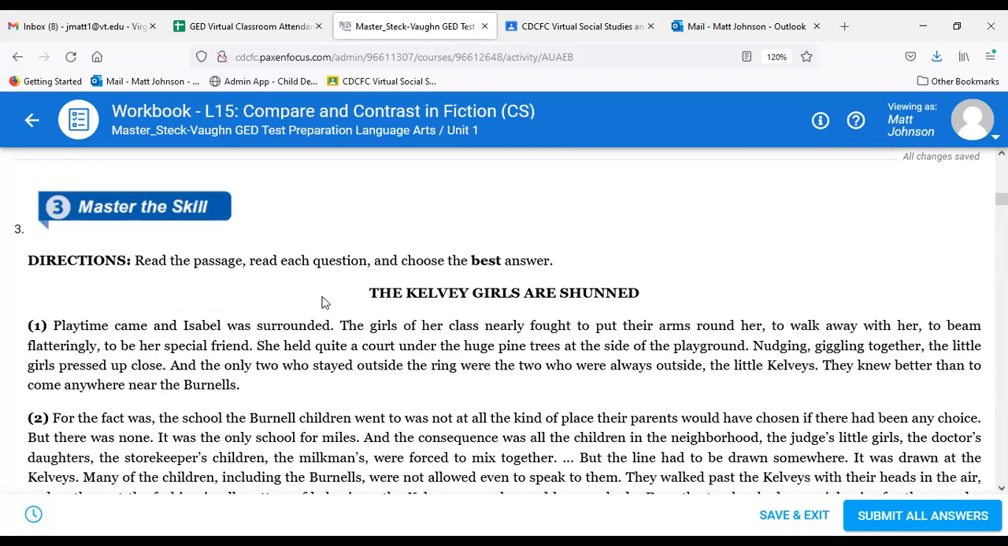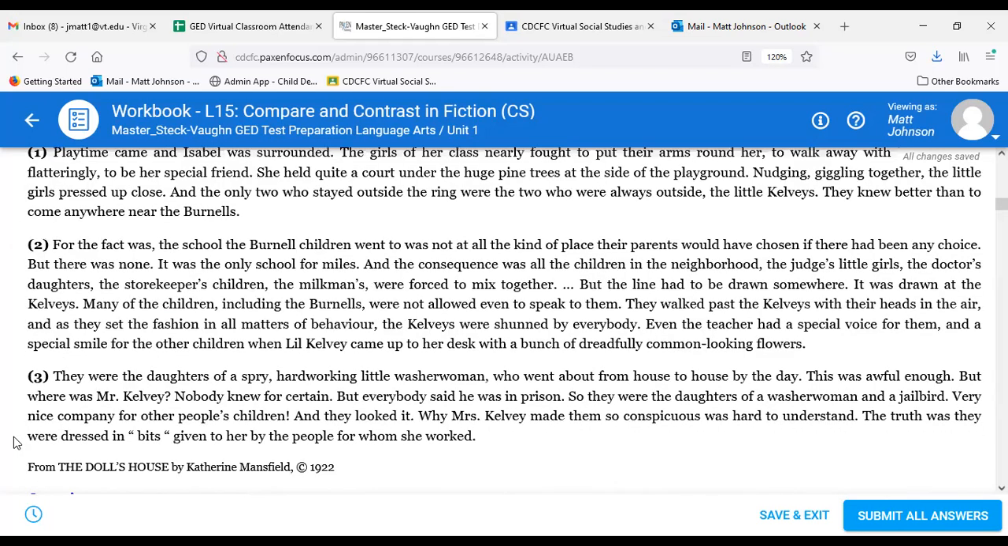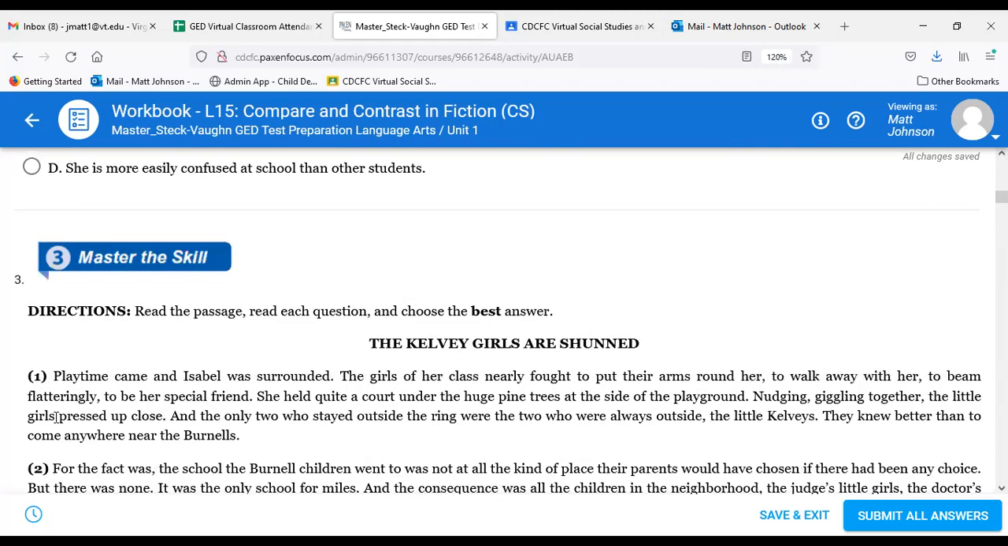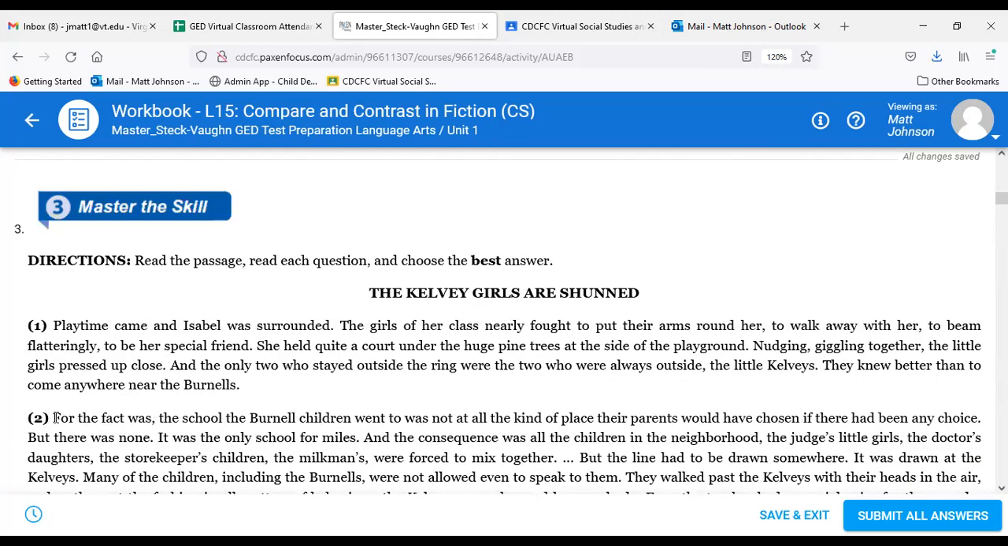Let's see. We'll trade off here some on this next passage. Tracy, would you like to read the first paragraph? The Kelby girls are shunned. Okay, I'll start us off. You want me to start us off? Yeah, go ahead. Okay.